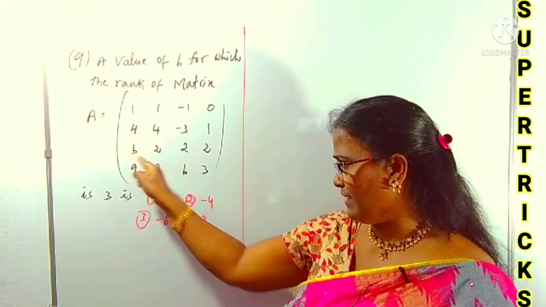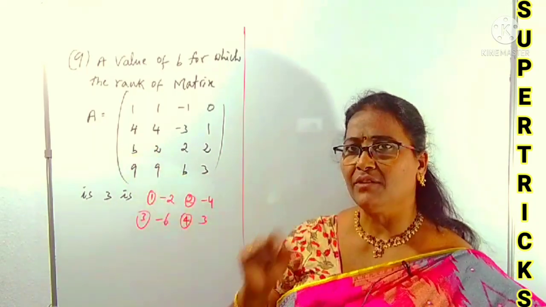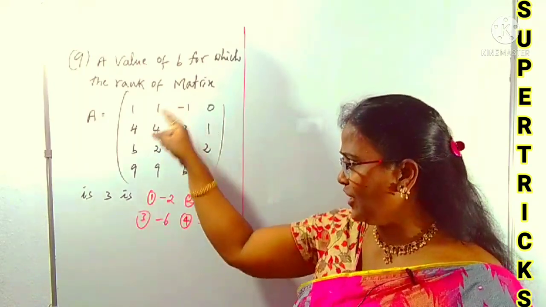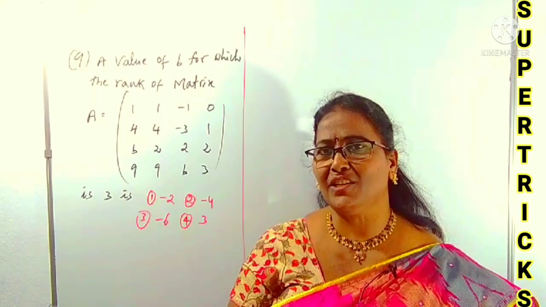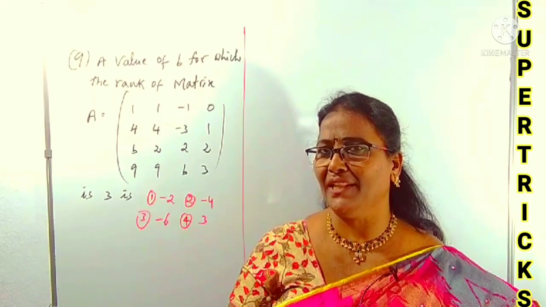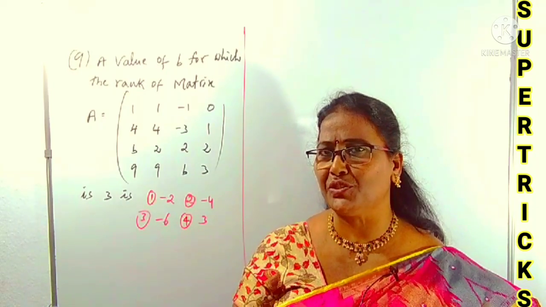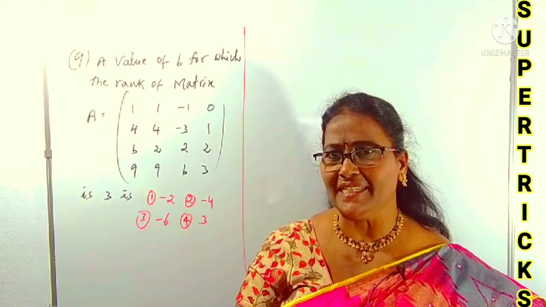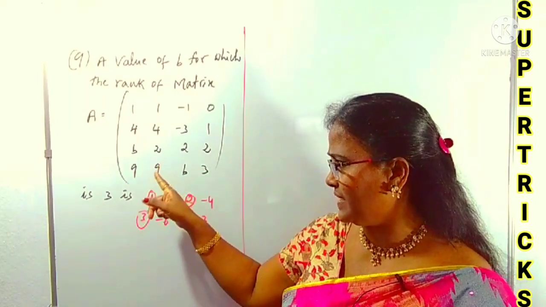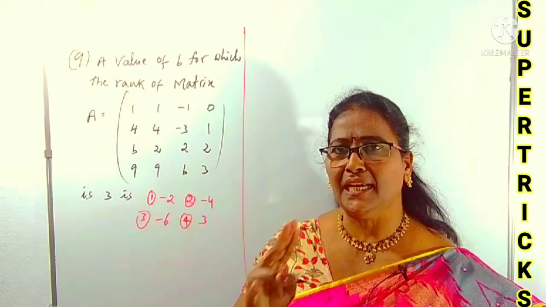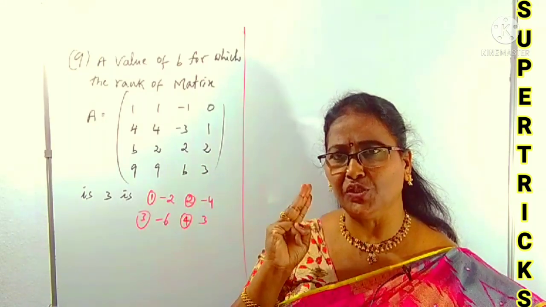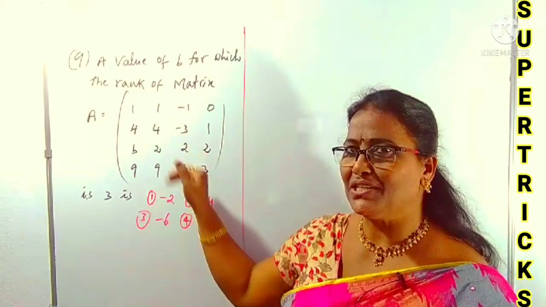The value of b is some unknown value here. We have to find that b value when the rank of this matrix is 3. When the rank of the matrix is 3, what did I say about the echelon form? In the echelon form, the number of non-zero rows indicates its rank. It means we must reduce this into an echelon form in which 3 non-zero rows remain. So how can you reduce it into echelon form?